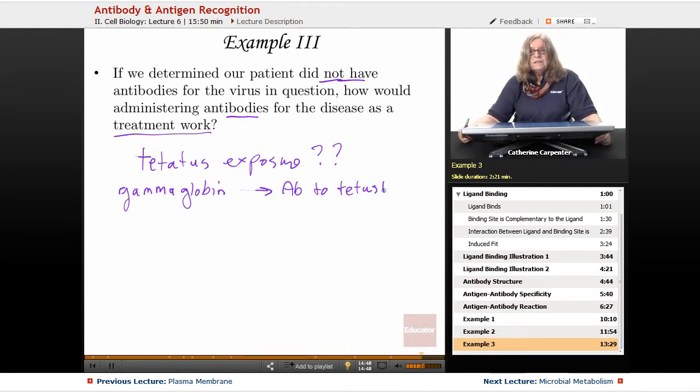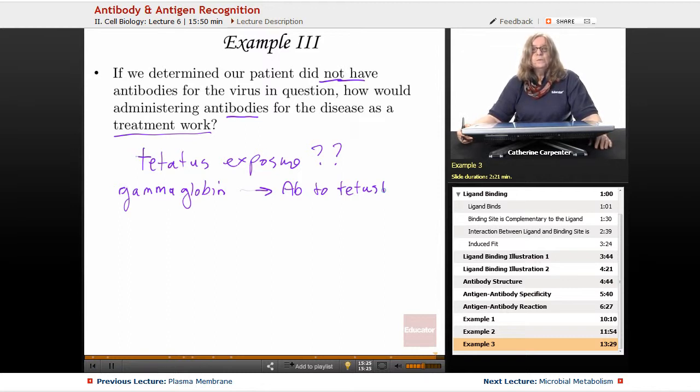And what that does is it gets the body started in terms of eradicating the bacteria. And then once the individual is able to develop their own antibodies, then their own antibodies will take over. But this is a way that you can actually prophylactically, so to speak, treat somebody if you have a strong suspicion they were exposed, because we don't really want to wait around and see whether or not indeed our patient is exposed to something as extreme as tetanus. We'd rather just give them antibodies right away.